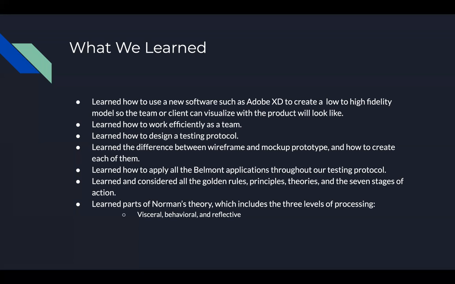We learned and considered all the golden rules, principles, theories, and the 7 stages of action. And finally, we learned parts of Norman's theory, which includes the 3 levels of processing, including visceral, behavioral, and reflective.